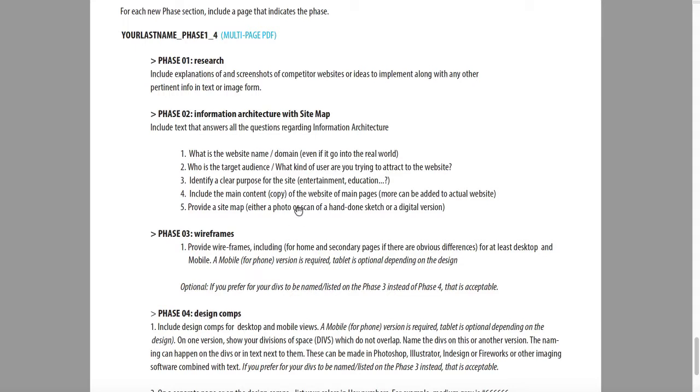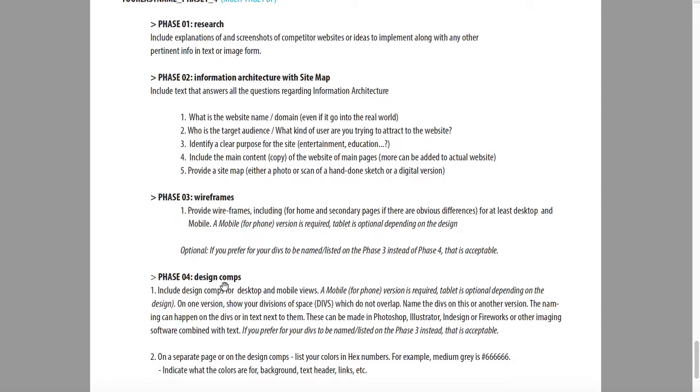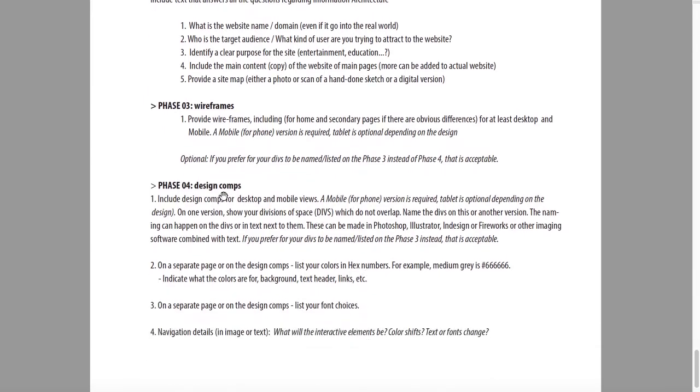But these are the questions. So remember, you still have to add a sitemap. You need those questions answered. Wireframes for phase 3. And then I had said if you want your divs to be named or listed here instead of on the design comp, you're welcome to do that. And then phase 4 is the design comp. What I'm looking for is one for your mobile view and one for desktop. But you can, of course, do multiple other ones should you wish to.